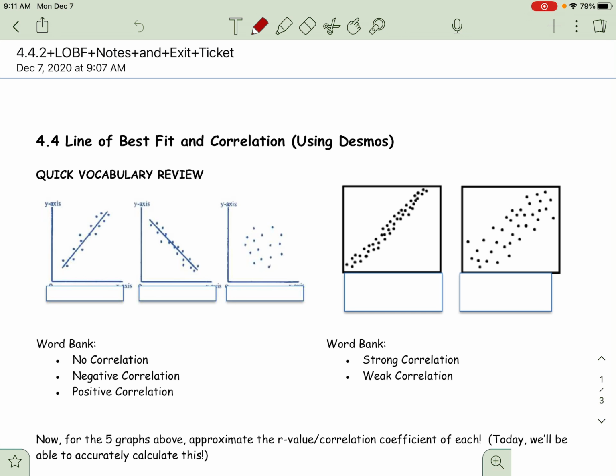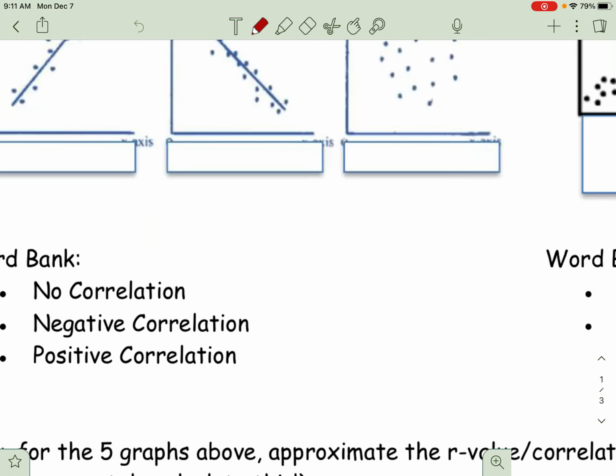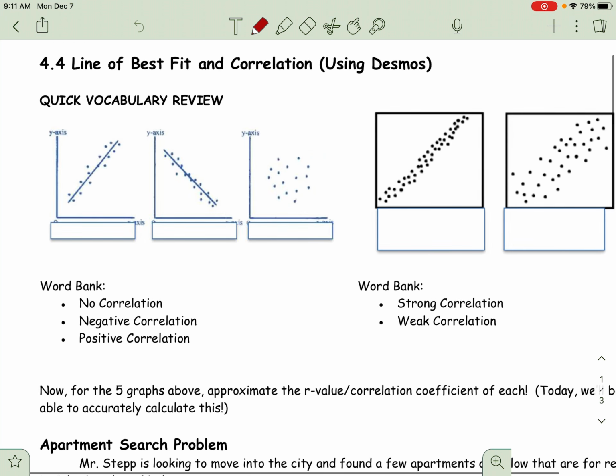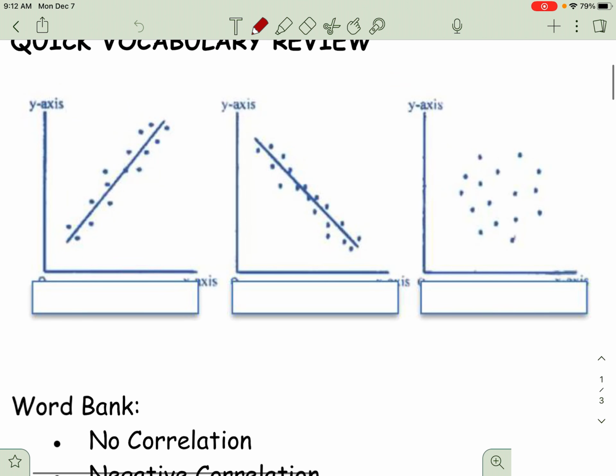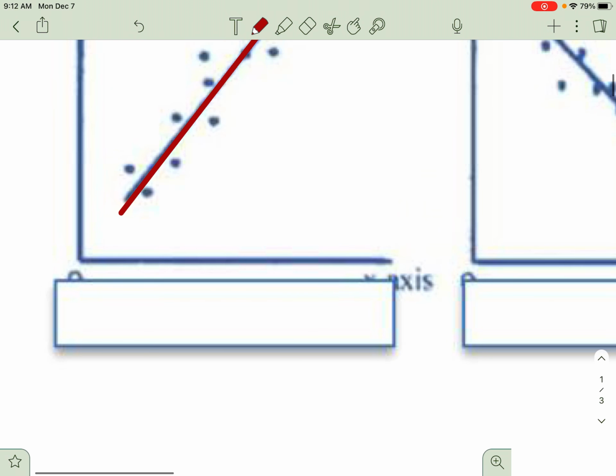At the top here, line of best fit and correlation, quick vocabulary review. There are a couple different ways that you can describe a scatter plot. The first way is talking about the type of correlation. That can be either positive, negative, or if there's no real correlation, you'll put no correlation. These first three examples, you can see the dots seem to go in a positive direction. So we would call this a positive correlation.